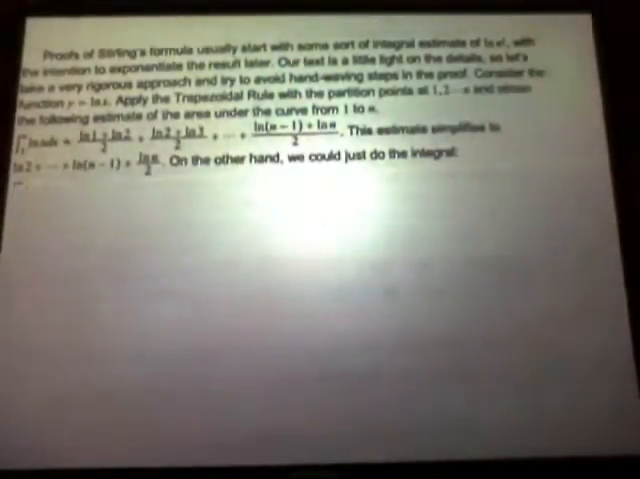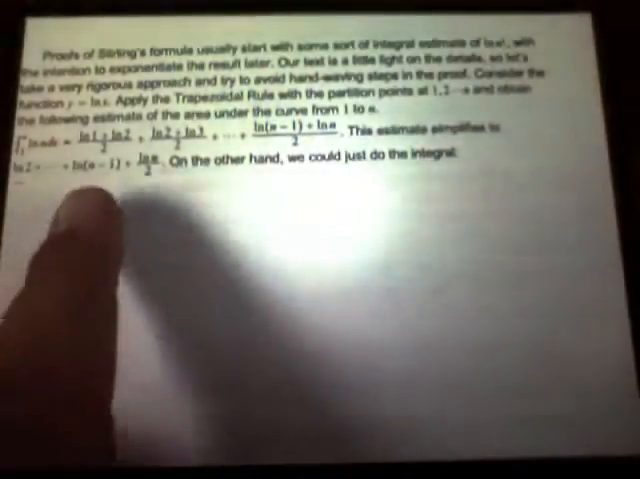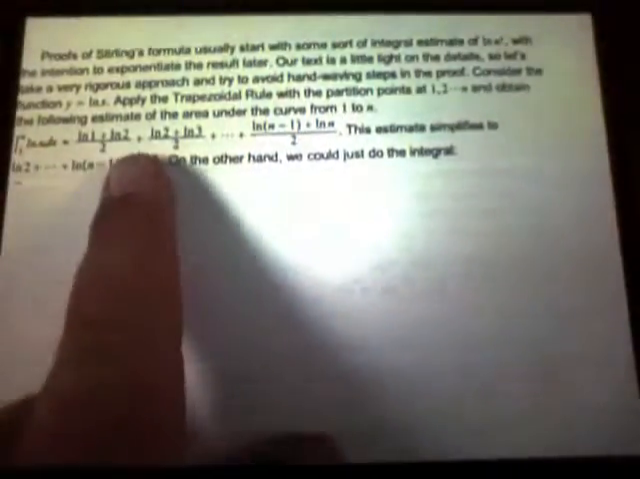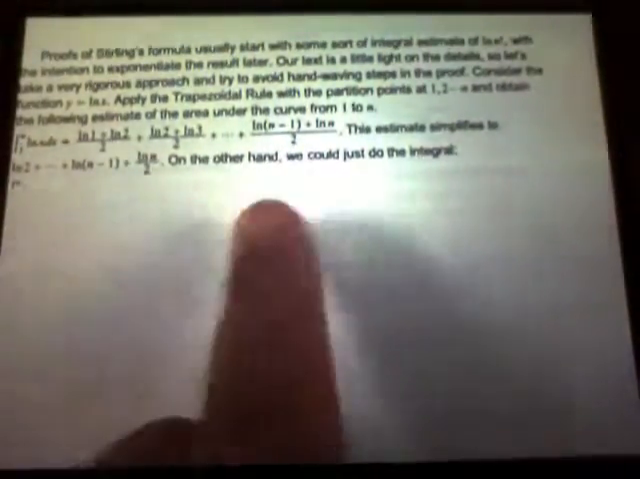So this is the trapezoidal thing that we had, and that simplifies to: we have the natural log of 1 is 0, and then all the other natural logs will pair up to give us the whole sum up to the natural log of n over 2.